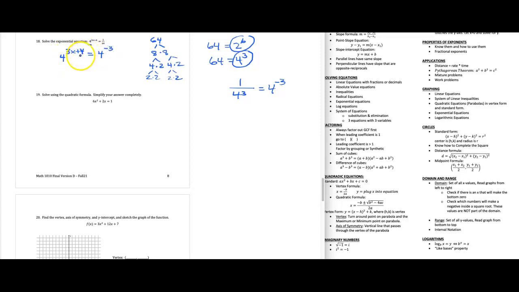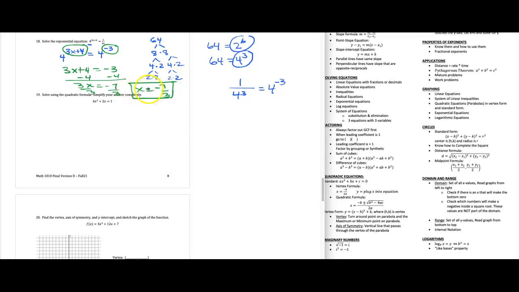So 4 to the negative 3 power. And now once those bases are the same, I just set those exponent parts equal to each other. So I put that equals that. All right, so I've got 3x plus 4 equals negative 3. Let's subtract the 4 over. So 3x equals negative 7, and then divide by 3. So x equals negative 7 thirds.